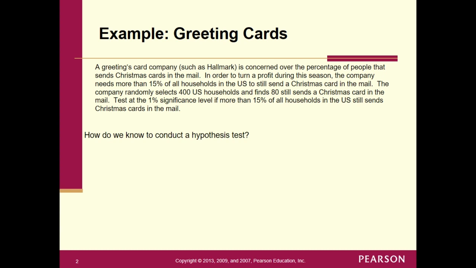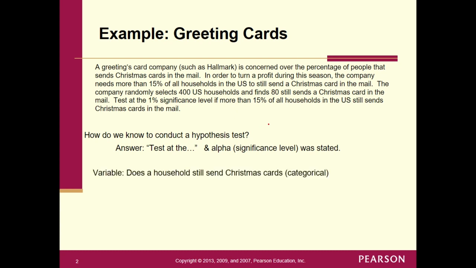All right, let's go through the particulars here. How do we know to conduct a hypothesis test here? It says in the problem, test, right? And when you start to see things like test at the 1% significance level, why? Because significance level deals with hypothesis testing. So we're not constructing a confidence interval, we're doing a hypothesis test here. Variable: does a household still send Christmas cards? Yes, no type question, right? Categorical.